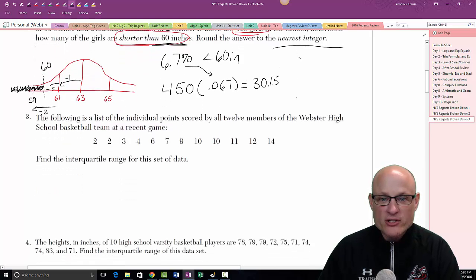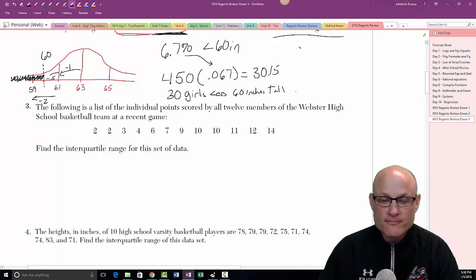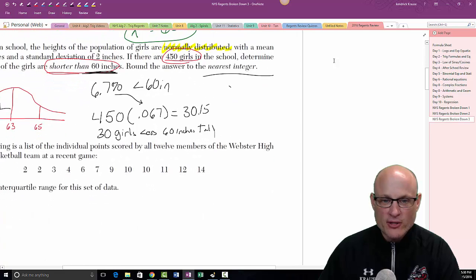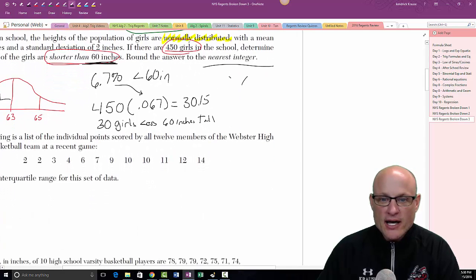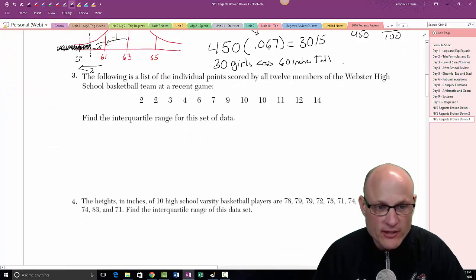And they said round it to the nearest integer, so 30 girls less than 60 inches tall. And you could have also done this. If you're a percent person, you could have done x over 450 equals 6.7 over 100. It's the same math. You could choose to do that if you want.